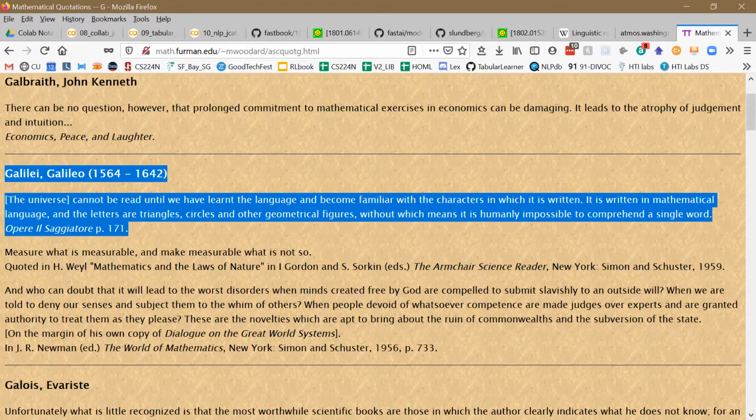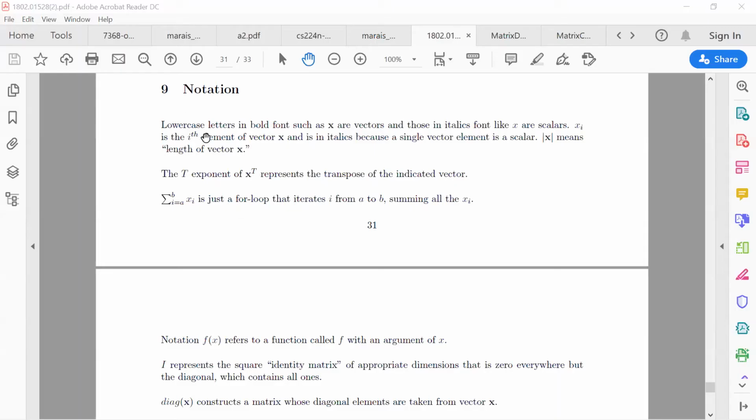So now let's go back to the paper. Let's just go through this section quickly. Lowercase letters in bold font, such as bold x, that's a vector. And all those in italics, like italic x, those are scalars. And when there's a subscript on an italic x, that means the ith element. So when there's a subscript x_i, the italic means that it's a scalar, and the little subscript i means that it's the ith component of the capital X vector.